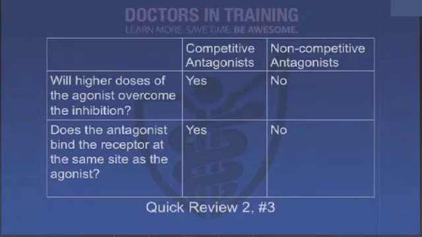Next, complete the following table. Will higher doses of the agonist overcome the inhibition? And we're comparing this to competitive antagonists and non-competitive antagonists. So for this one, the competitive antagonist, the answer is yes. For the non-competitive antagonist, the answer is no. Does the antagonist bind the receptor at the same site as the agonist? For competitive, the answer is yes. For non-competitive, the answer is no.